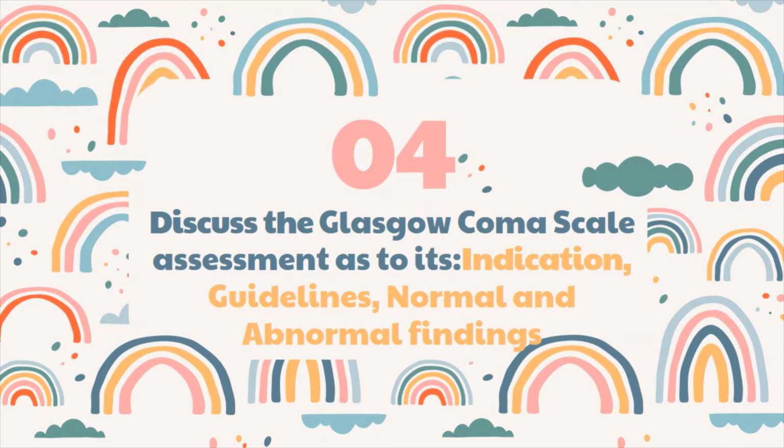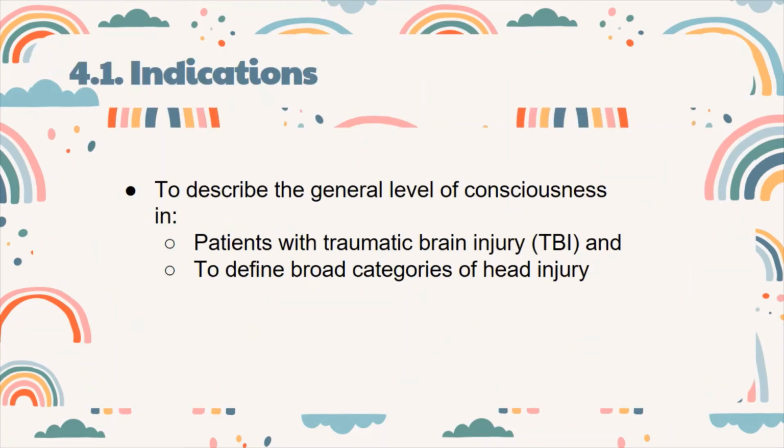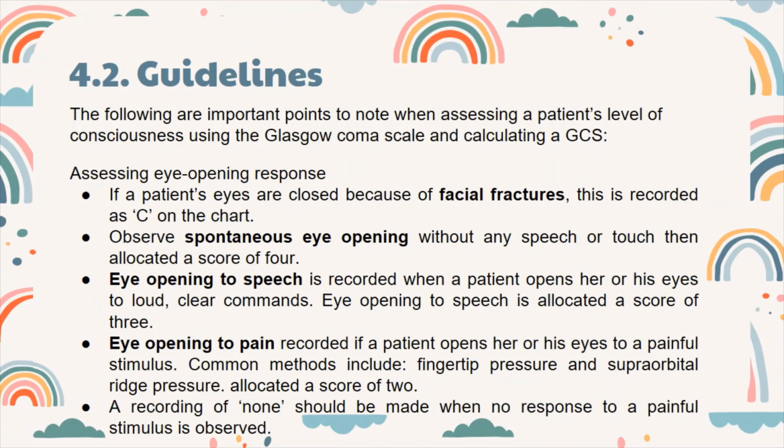Hi, I'm Espinosa Tristan Kyle, and for CLO number 4, I'll be discussing the Glasgow Coma Scale assessment as to its indications, guidelines, and normal and abnormal findings. For the indications, it is used to describe the general level of consciousness in patients with traumatic brain injury and to define broad categories of head injuries. For the guidelines, the following are important points to note when assessing a patient's level of consciousness using the Glasgow Coma Scale and calculating a GCS.